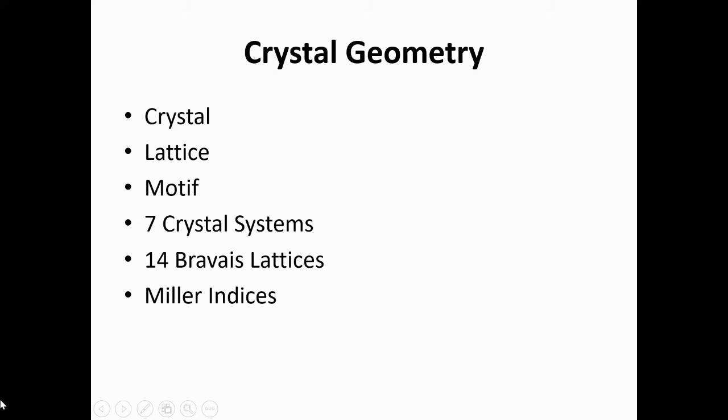Okay, so in crystal geometry, there are several subtopics which we will discuss: crystal lattice, motif, 7 crystal systems, 14 Bravais lattices, and Miller indices. We will begin with crystal and lattice.